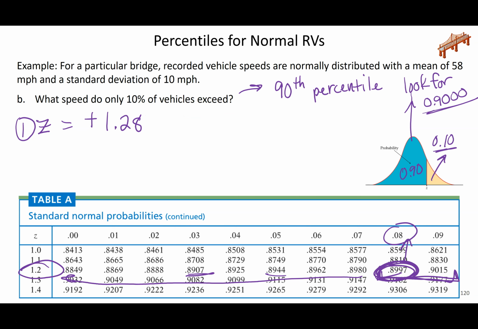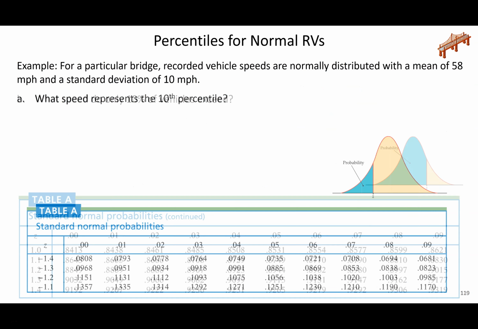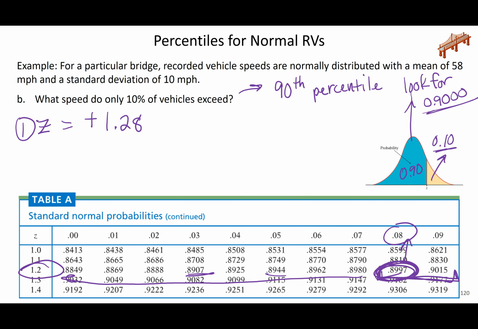Hopefully this looks familiar. Negative 1.28. This is because the normal distribution is perfectly symmetric. If you know the 10th percentile, take the positive version of it and you have the 90th percentile. Really neat trick you can use. But if you can't, here are the steps you need to work through it step by step.